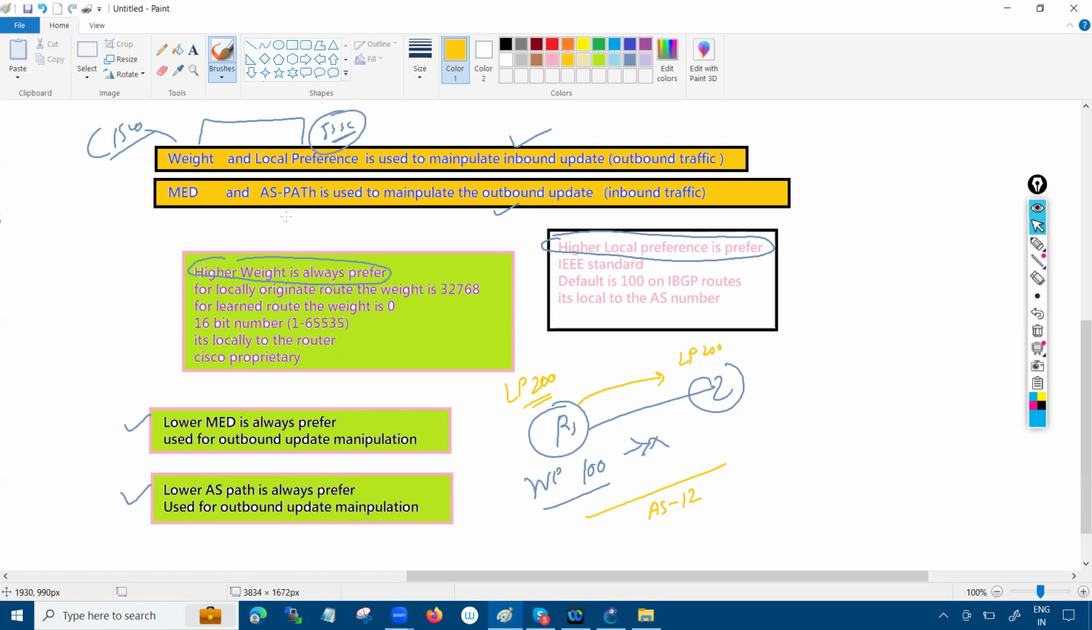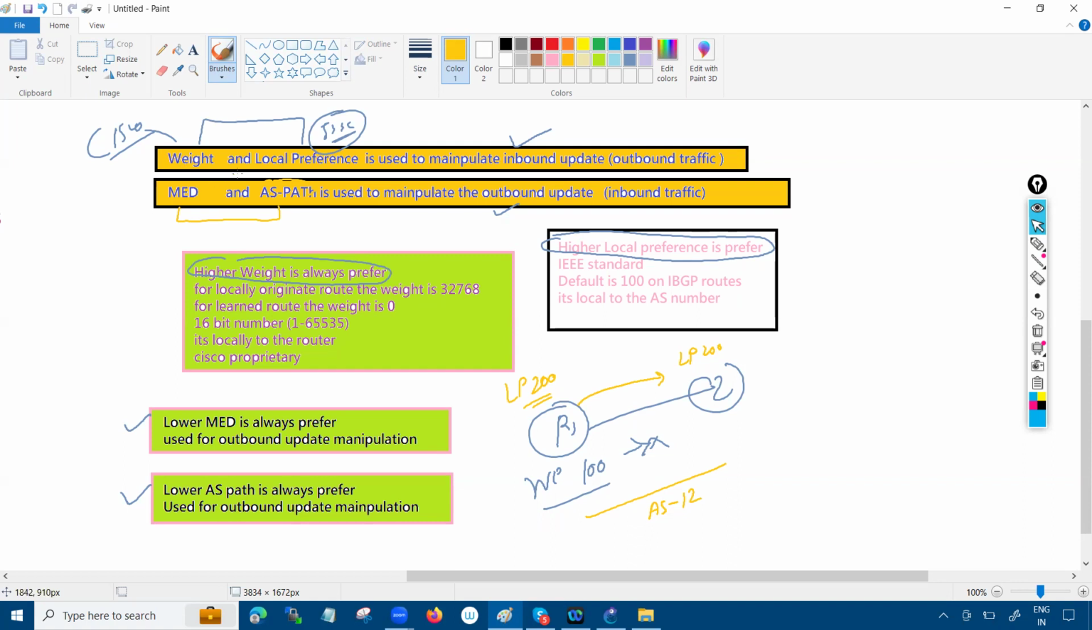And if I talk about the MED and AS path, simply you can see which one is recommended. MED is like a metric of the BGP protocol, and AS path, remember, is also used as a loop prevention mechanism in the EBGP protocol. At the same time, AS path is also used for path selection. Lower AS path is always preferred, right? Now, what is the major difference? You will see it in the CCIE part, because you will not understand it right now, okay? So let's leave this part.